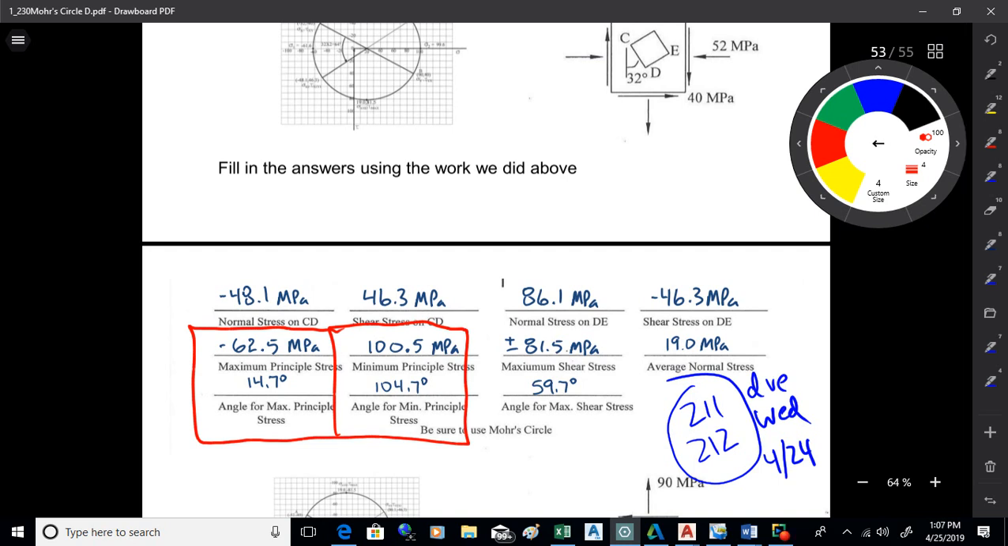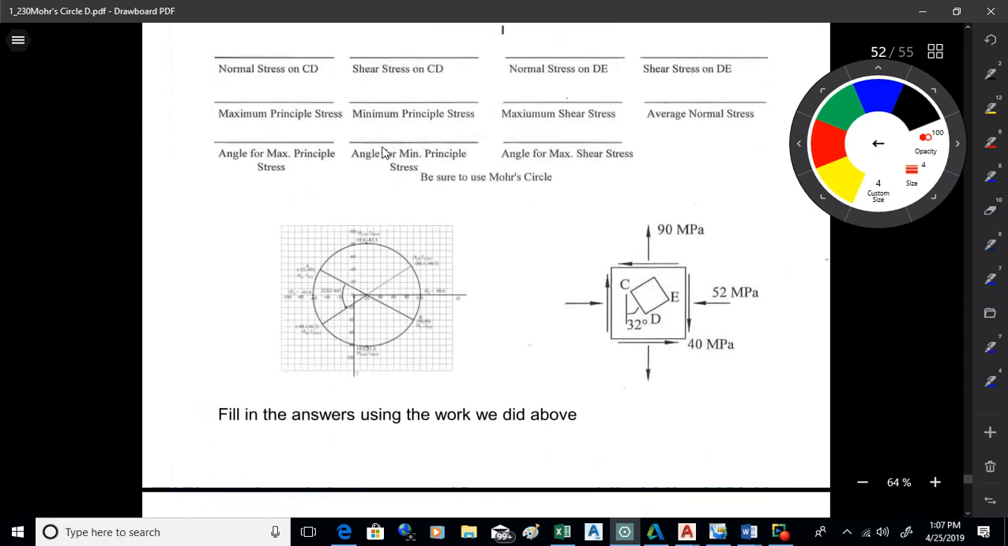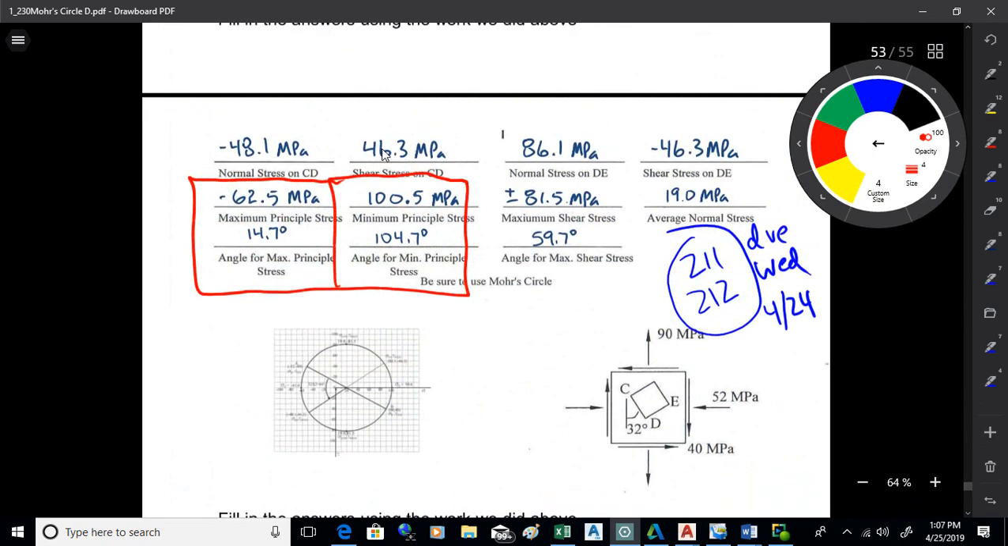Okay? So the biggest, in this case, the biggest compressive stress in this element, and this is the example we did in class, is what this is. The biggest compressive stress is 62.5 megapascals compression, and that occurs at 14.7 degrees. And the biggest tensile stress is 100.5, and that occurs at 104.7 degrees.